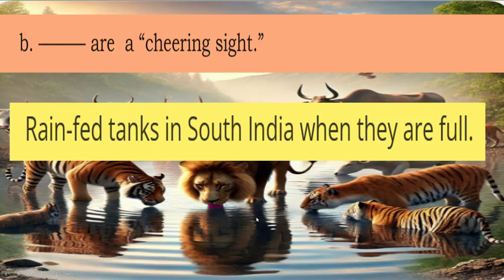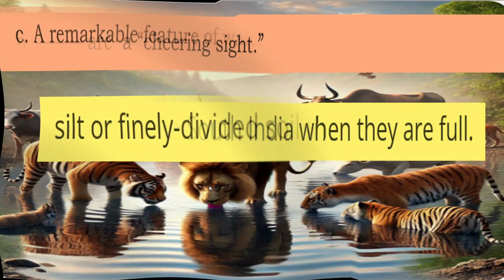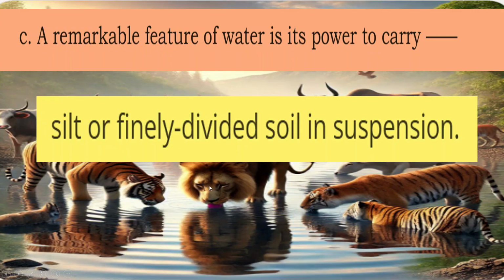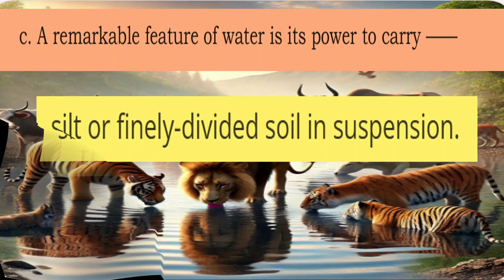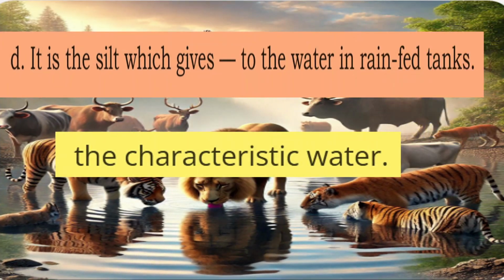B. The dash are a cheering sight. The red full tanks in South India, when they are all full, are a cheering sight. C. A remarkable feature of water is its power to carry silt or finely divided soil in suspension. D. It is the silt which gives to the water in rain-fed tanks the characteristic color.